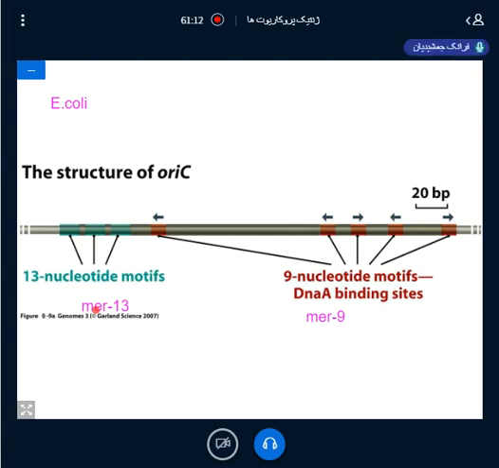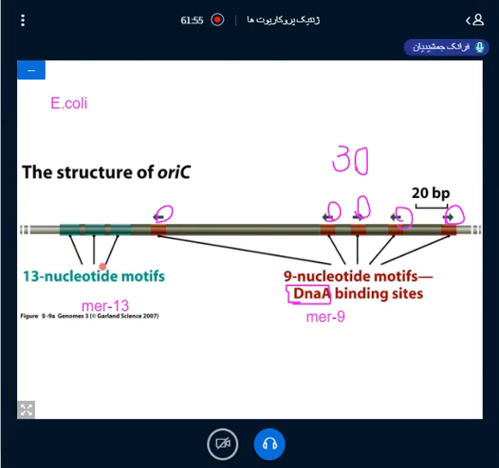Okay, so what is the function of the 9-mer domains? We have one protein, we call it DnaA. DnaA connects to these 9-mers. How many DnaA proteins? About 30 proteins of DnaA connect to these sites.